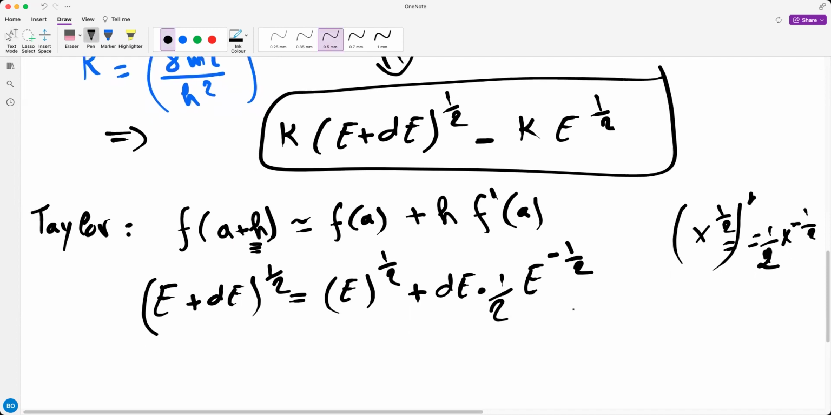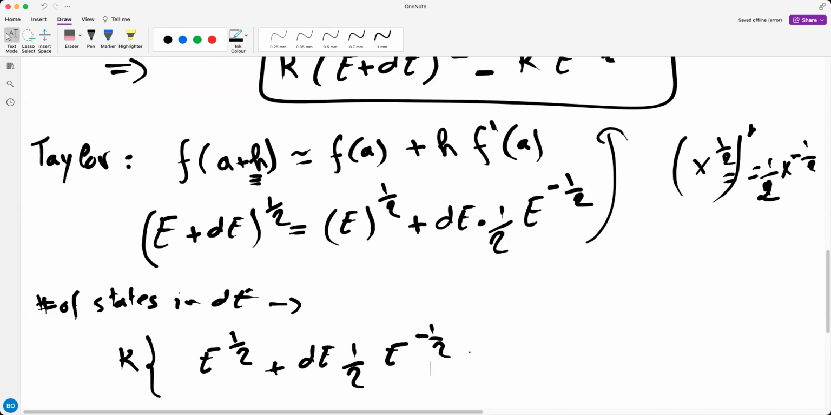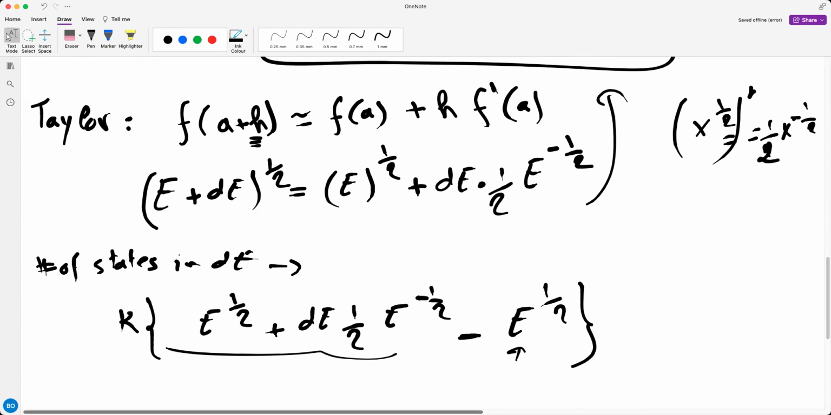Now let's plug this here. So the number of states in dE is, again, equal to K times E to the half plus dE to the 1/2, E minus 1. This is for E plus dE minus E to the half. Okay, this comes from the number of states that are located below or equal to E.